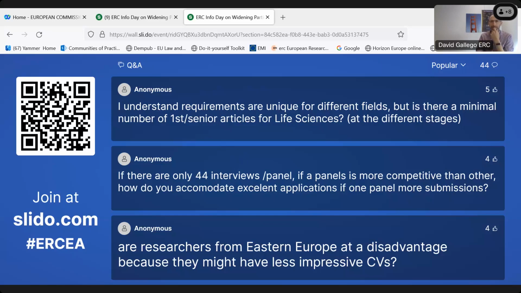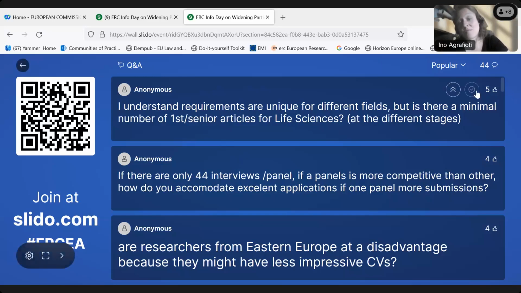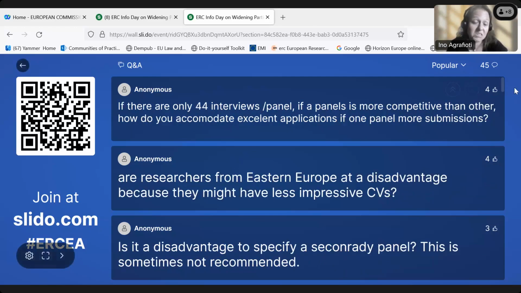Thanks very much, David. I come to you, it's a question on life sciences. I understand requirements are unique for different fields, but is there a minimum number of first or senior author articles for life sciences? They should have the minimal requirement. It could be one first author paper for the starting grants, I would say. For the consolidator, one corresponding author paper. I'm not talking about senior because for a consolidator they should already have their own group. For advanced, they should have one last author paper.